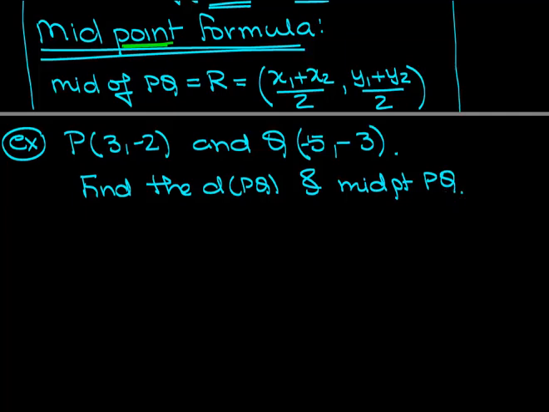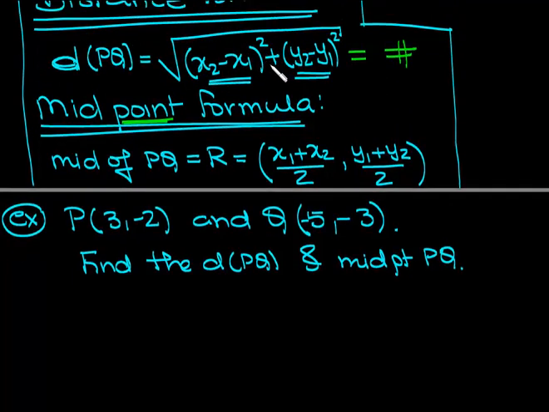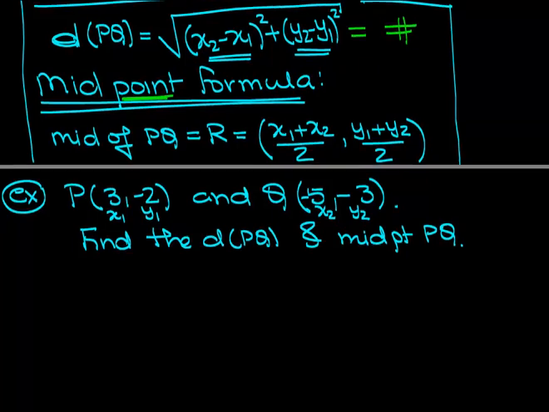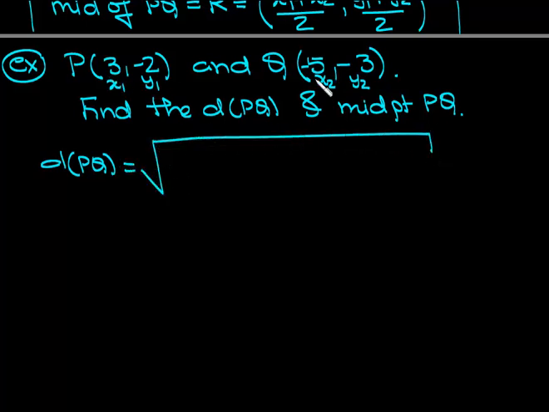Okay, so let's do that. So to find the distance, what do we do? We take the difference of the x values and we square them, plus the difference of the y values and square them, and take the square root of that. So it's a good idea to label these points. It'll help. Call this x1, y1. Call this x2, y2. Now that we have them labeled, let's do that. So what is distance PQ? You take the difference of the x values. So you take -5 minus 3, squared.